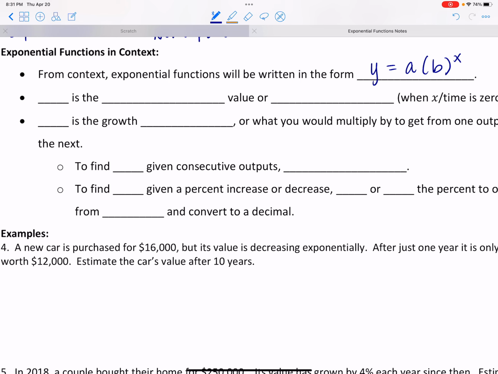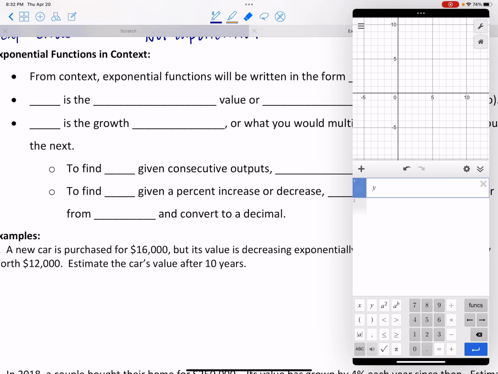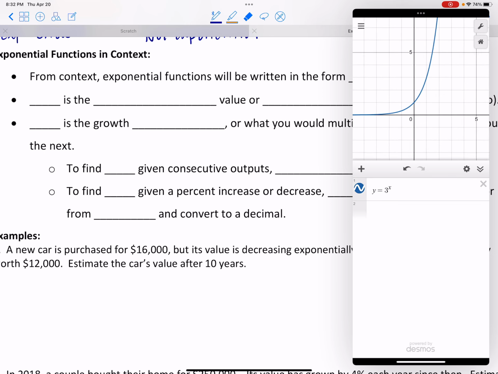The b is still our growth factor, but a is important. So a in our parent function is, let me just take it to Desmos for a second here. In our parent function, if we have just b to the x, then technically there's a number out there, but it's a 1, right? And that's important to know. So if I have just y equals 3 to the x, that 1 out in front gives us our parent form.